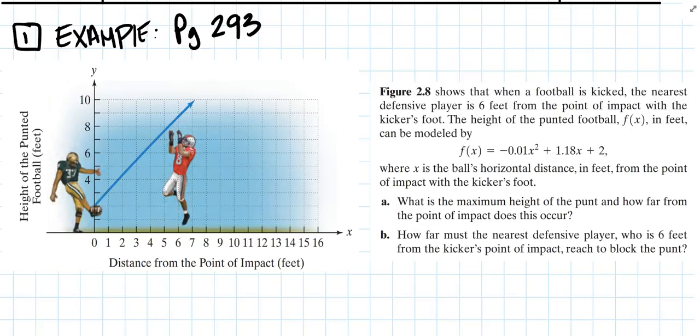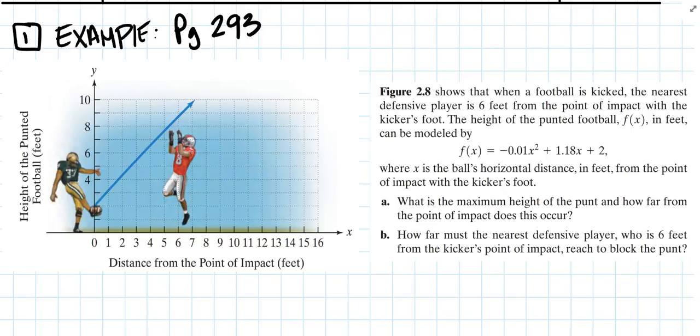The height of the punted football, f of x, it's a function, in feet can be modeled by the following quadratic. f of x is negative 0.01x squared plus 1.18x plus 2. And x is the ball's horizontal distance in feet from the point of impact. Okay, pay very close attention here. x is the horizontal distance. f of x is going to be the vertical distance. When you take any x value and plug it back in, you get the vertical height.